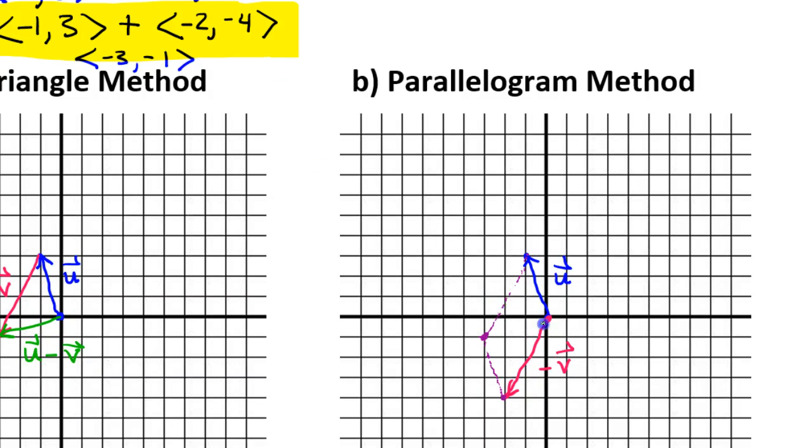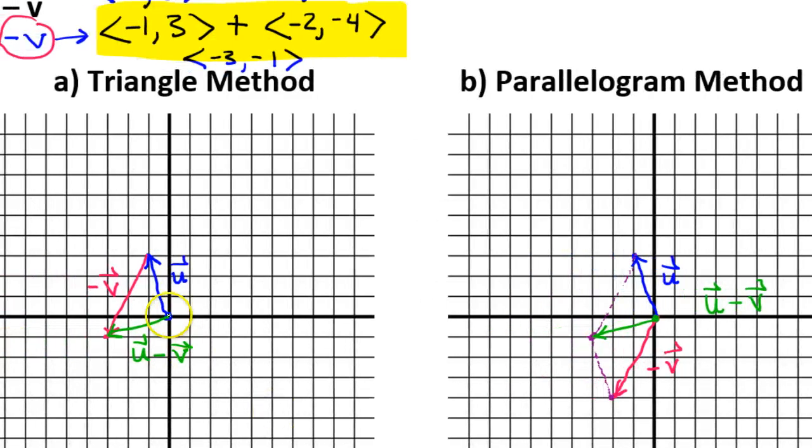The result of putting these two together will be from the origin to the diagonal. So if I go from here and I form a diagonal to the vertex that's across from it, then that's my answer, this green vector. So this green vector is the vector u minus v. And notice it is the same, all right? What we got last time was a vector that was left 3, down 1. And here again, we have a vector that is left 3, down 1.